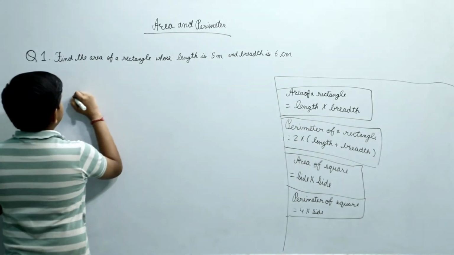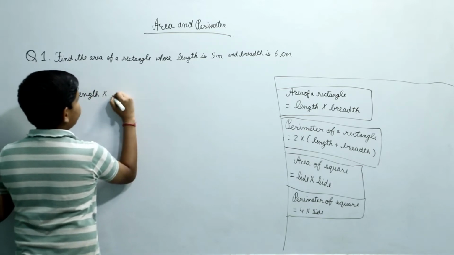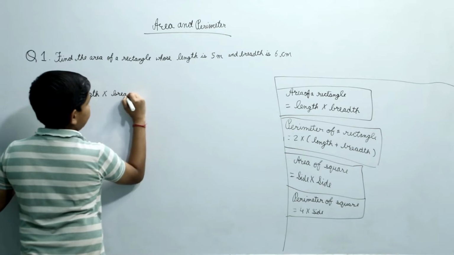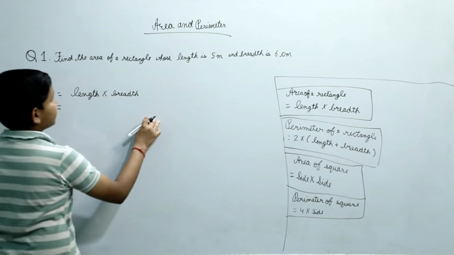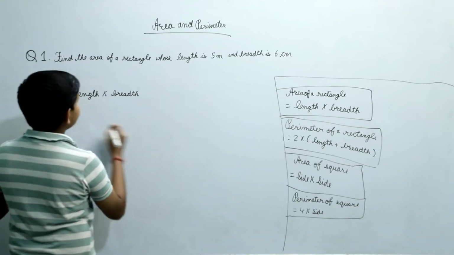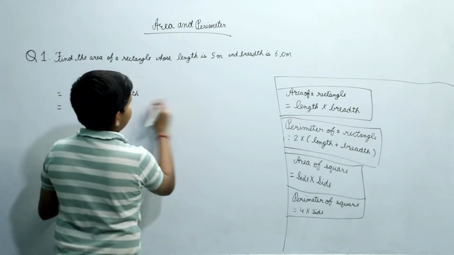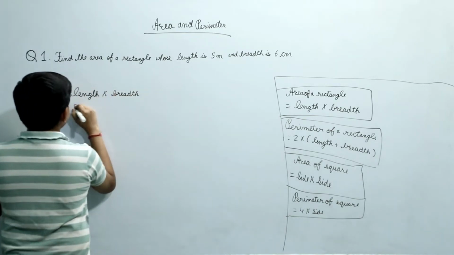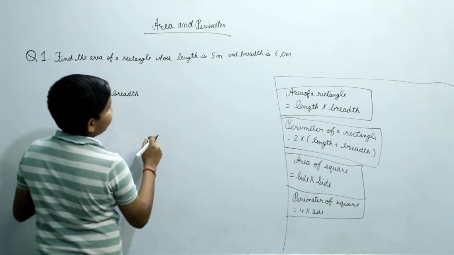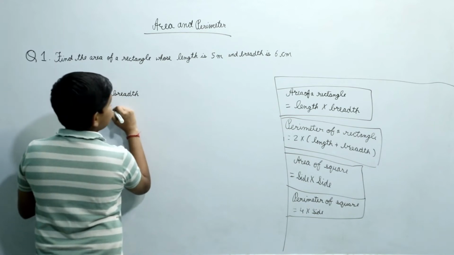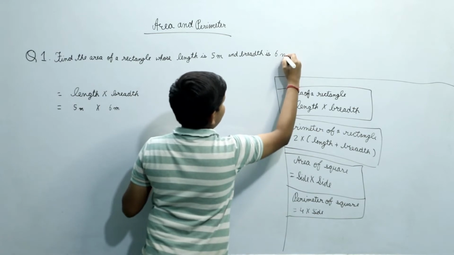So the formula is length into breadth. Now we will rewrite this with the values from our main question. Instead of length, I will write the actual length, which is 5 meters, and instead of breadth, I will write the breadth, that is 6 meters. I had written centimeters, so I will erase it and write meters.